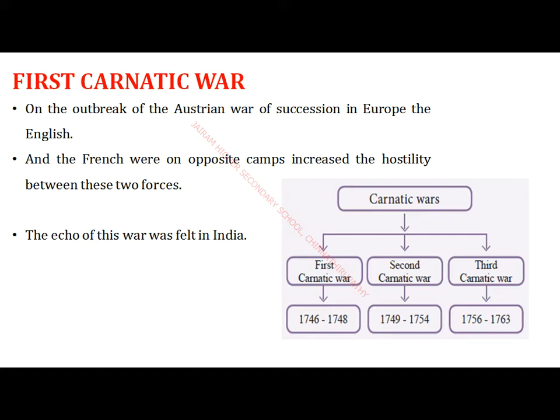Now see the outbreak of the Austrian War of Succession in Europe. You have to know the Austrian War first. The War of the Austrian Succession was fought between 1740 and 1748. For eight years the Austrian War took place between the rival countries, the Britishers and the French, on the continent of Europe.